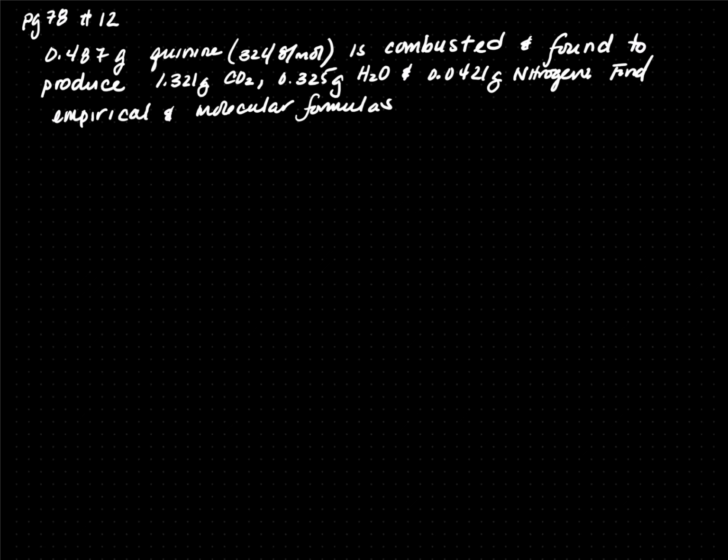Pause the video, solve this problem on your own, and then check your answer. 0.487 grams of quinine is combusted to produce 1.321 grams of CO2, 0.325 grams of H2O, and 0.0421 grams of nitrogen. They want you to find the empirical and molecular formula. Remember, empirical formula must always be in elemental form. So that means we have to make CO2 into carbon, we need to make water into hydrogen, and nitrogen is given as is. Since this is combusted, there is also oxygen present.